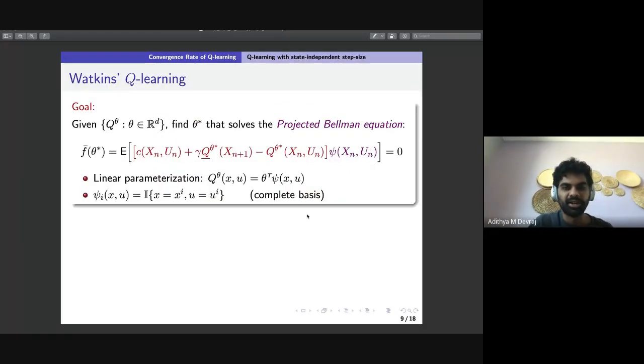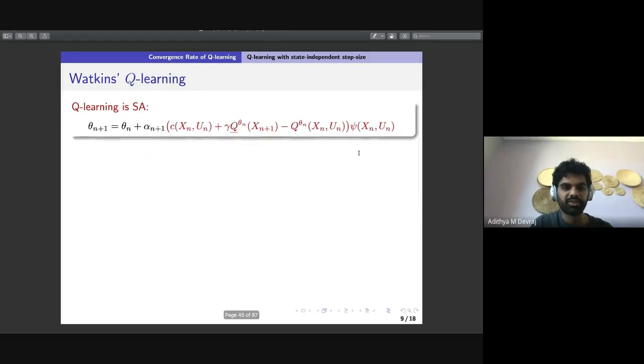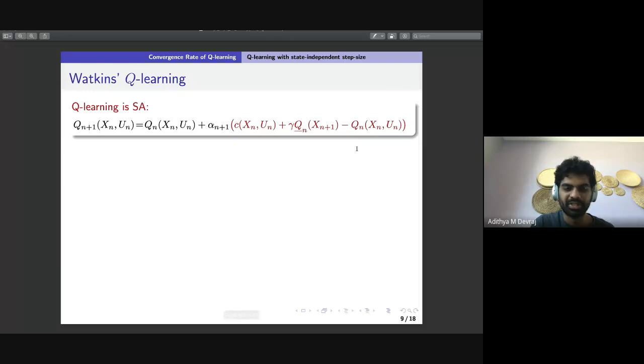Recalling, the goal in Watkins Q-learning is to solve this projected Bellman equation equal to 0. The Q-learning algorithm itself is a direct application of stochastic approximation. You take the term inside this expectation at each iteration, which gives a noisy evaluation of this function, and then you update the parameter estimate in this fashion. This may not look very familiar, but if you replace this basis function psi with an indicator function, then you can show that this is exactly the Q-learning algorithm that looks more familiar, given by this recursion over here.